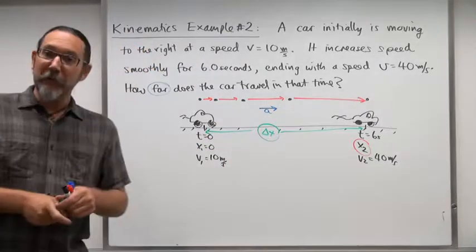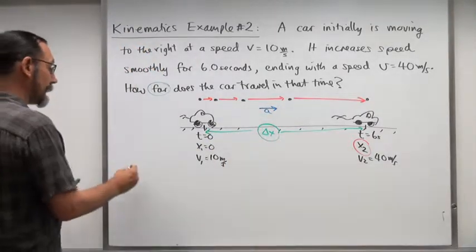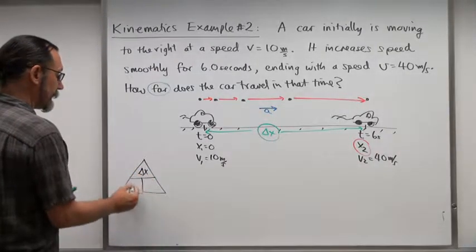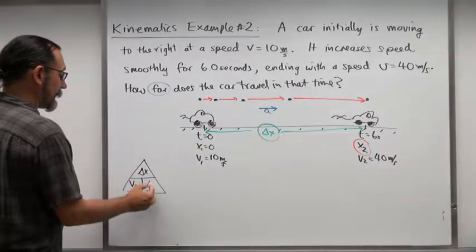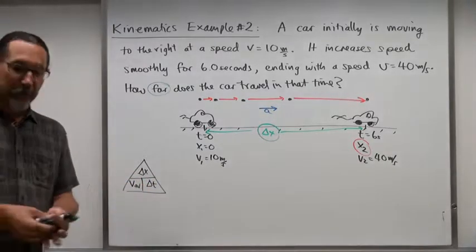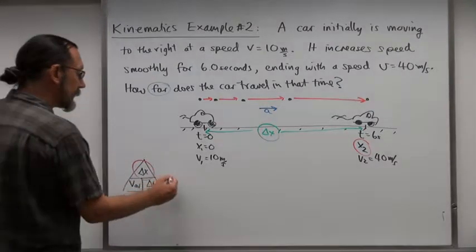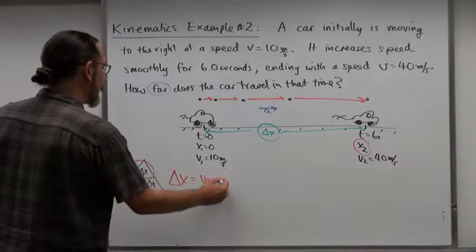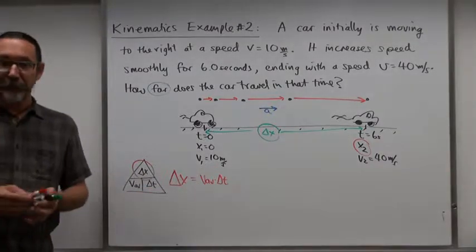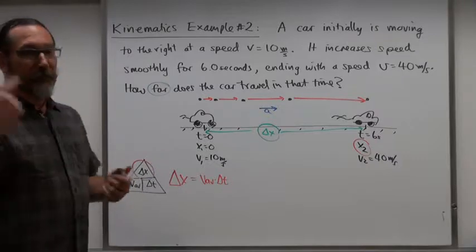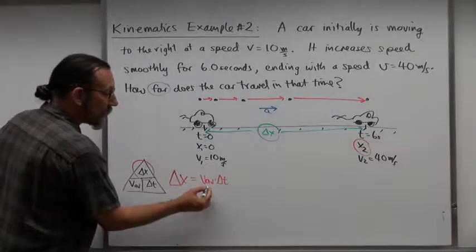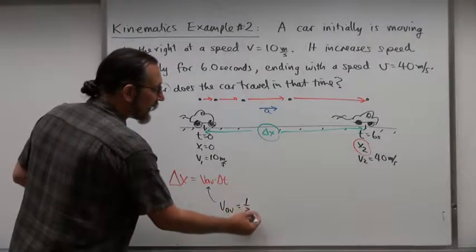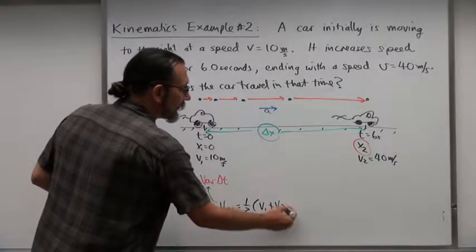All right, so I'm trying to find the displacement. There's only one formula that we have that involves displacement. All right, so we pulled this one out, and we know that the displacement, delta x, is the average velocity times the time. Well, in this one, I don't know the average velocity off the top of my head, so I have to think about, what do I know about average velocity? It's always 1/2 v1 plus v2.